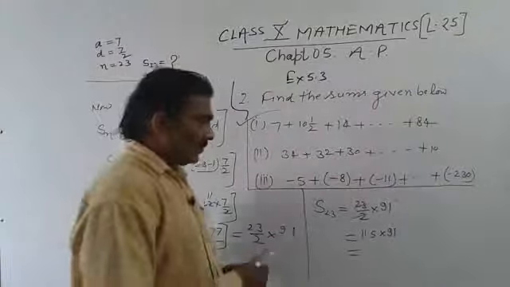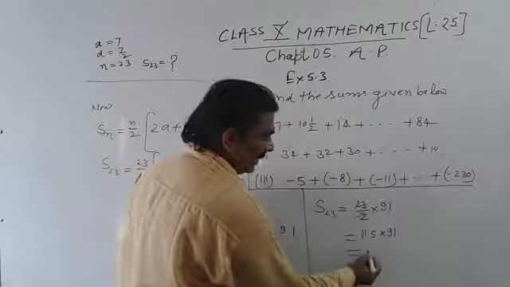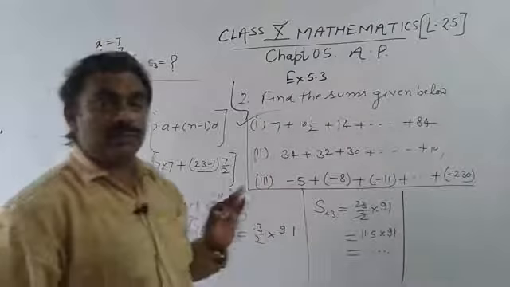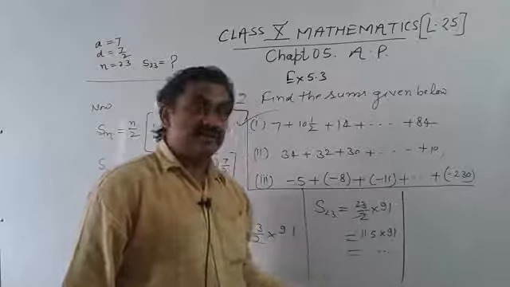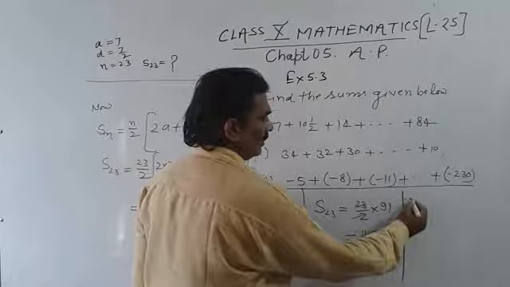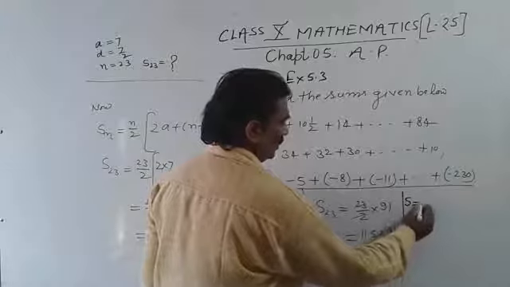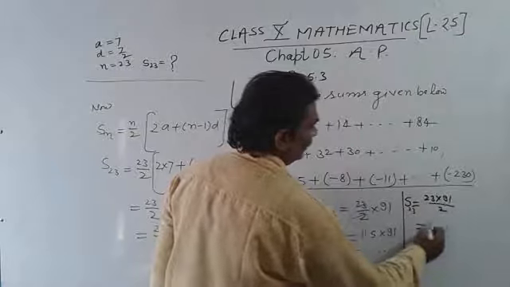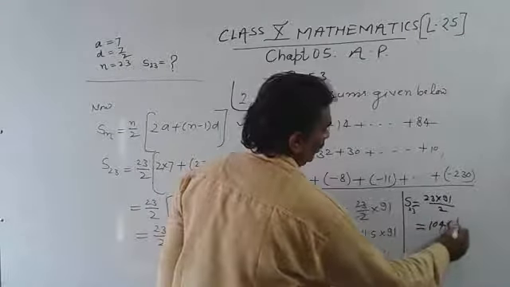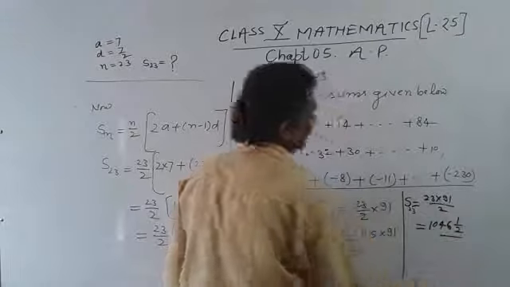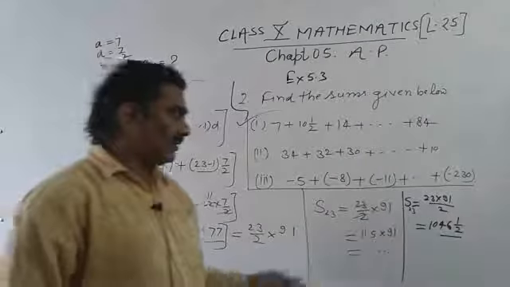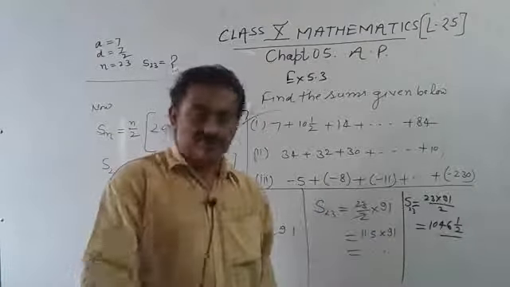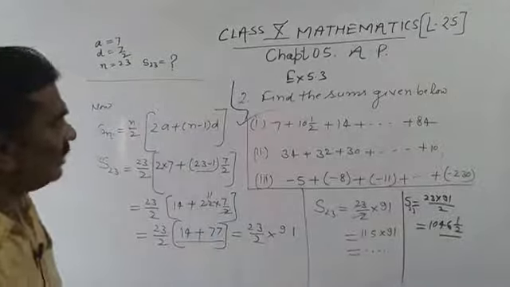So students, you can write your answer, or if you do not want to write in decimal form, then you can write S23 is equal to 23 into 91 upon 2. It becomes 1046 and 1 upon 2, the answer in mixed fraction. Okay, so you can write your answer in decimal form as well as in a mixed fraction. Okay students, so this solution is over.